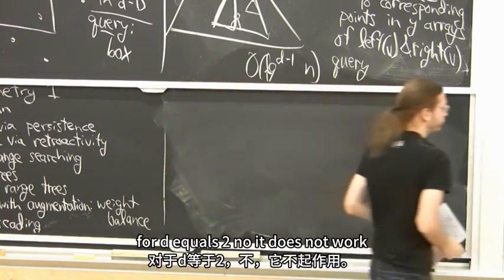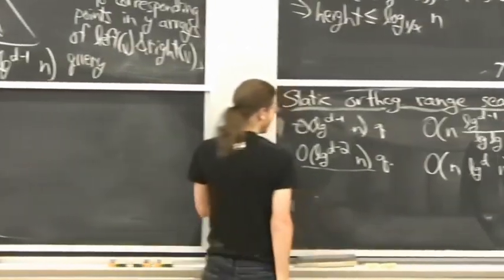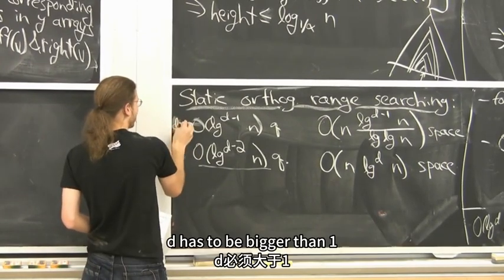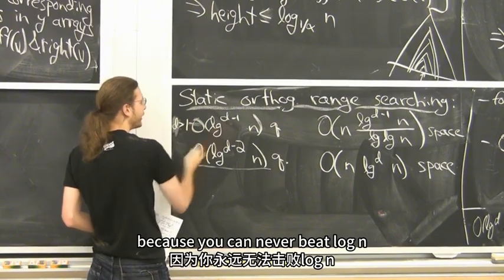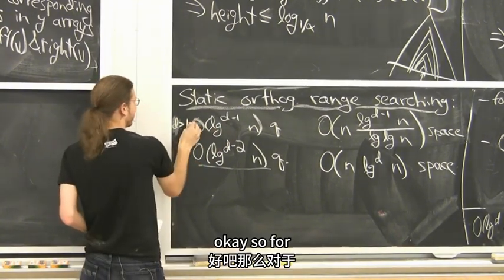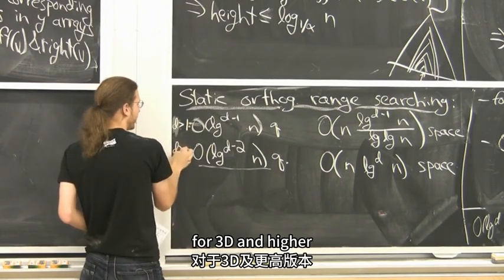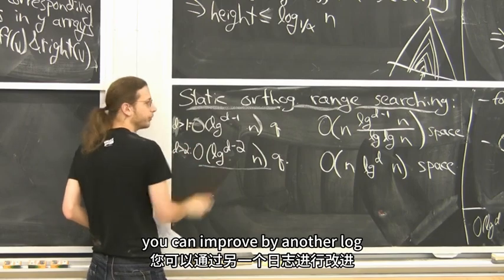For d equals 2, no, it does not work. So this is for 2D and higher. D has to be bigger than 1, because you can never beat log n. Okay, so for 2D and higher, we could use the trick that we just did. For 3D and higher, you can improve by another log.